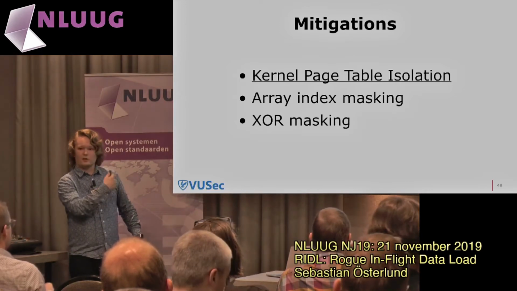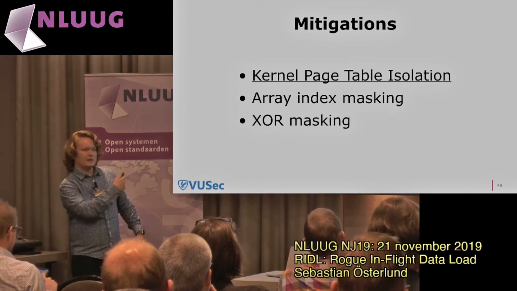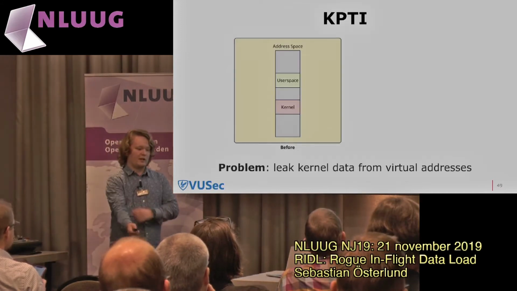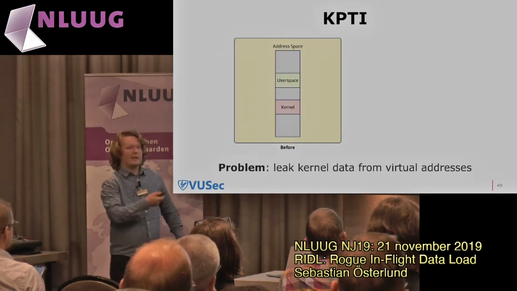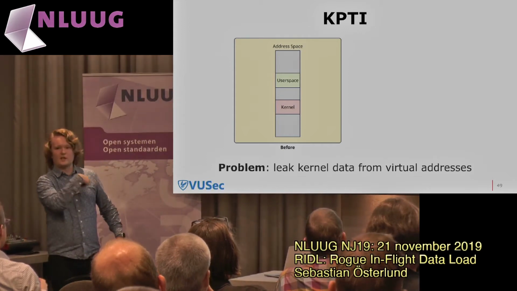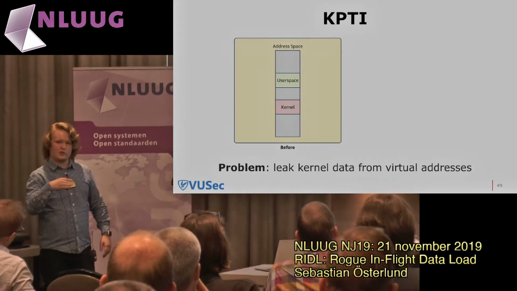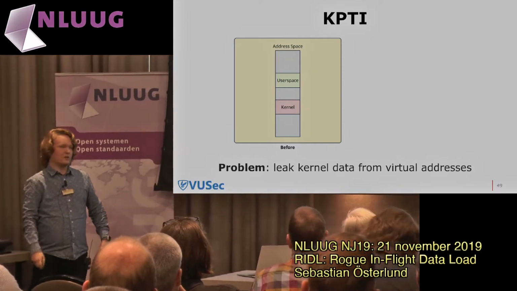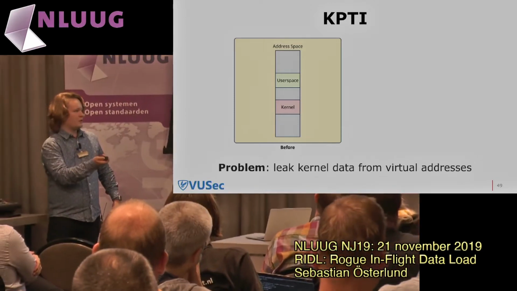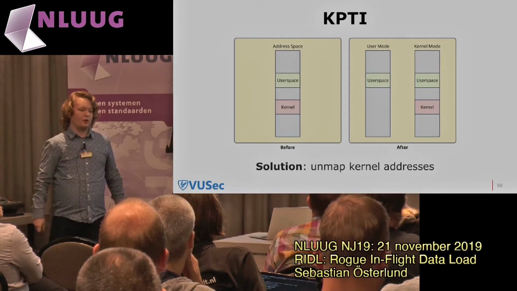So we have KPTI, kernel page table isolation, array index masking, XOR masking. I'll briefly explain kernel page table isolation. Typically on Linux, the address space layout of a program looks something like this. You have user space and kernel space mapped into the same address space, just for efficiency reasons. So when you do a system call, you don't have to remap the whole address space. The problem is, of course, that with Meltdown you can leak the stuff from kernel addresses.